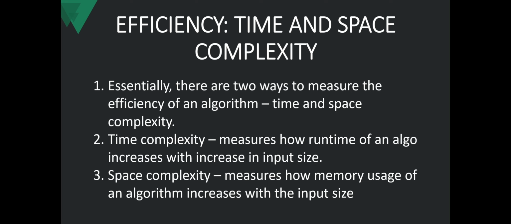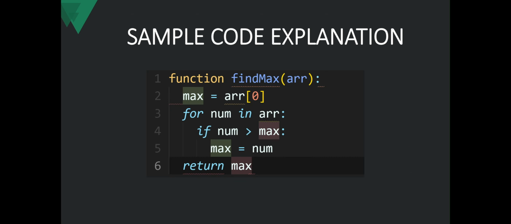Space complexity measures how memory usage of an algorithm increases with the input size. Now, essentially, if I input more numbers into an algorithm, then the space complexity might or might not increase. Both time and space complexities can be measured by the big O notation.